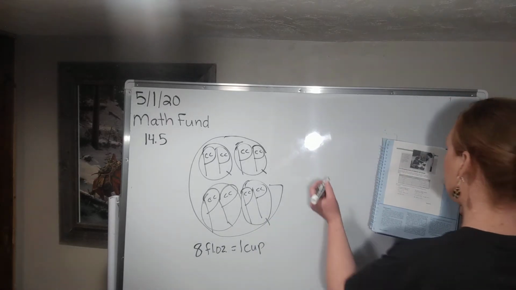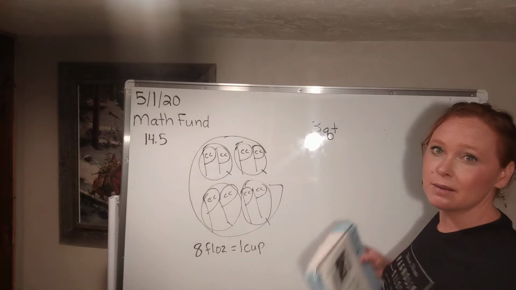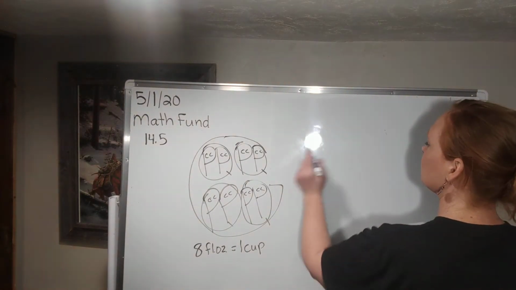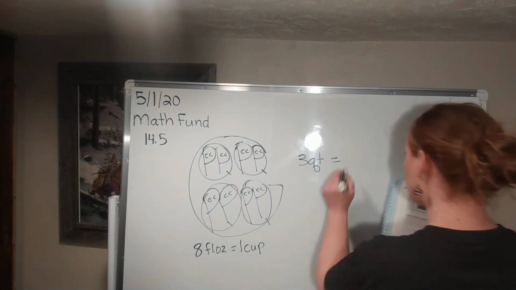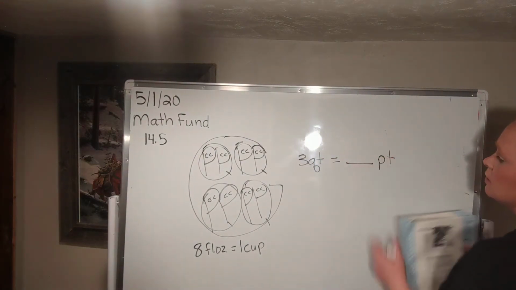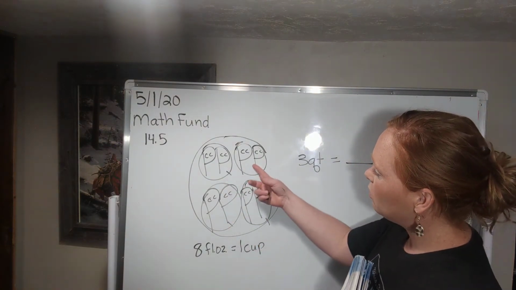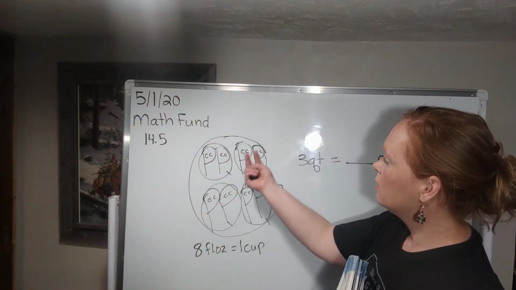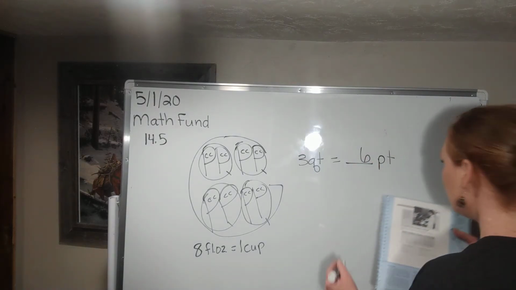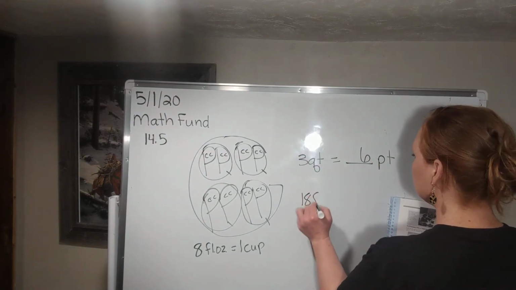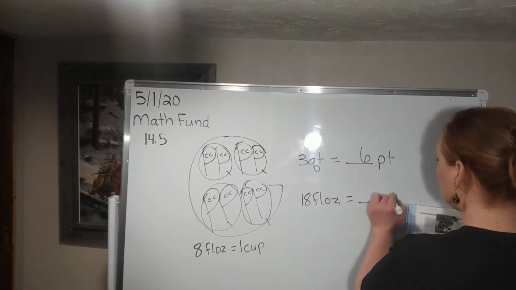So let's look at some of our problems today. Let me make sure. I always write that right in the glare. Let me come down. 3 quarts equals how many pints? Well, I've got my 3 quarts, so 2, 4, 6. 6 pints.